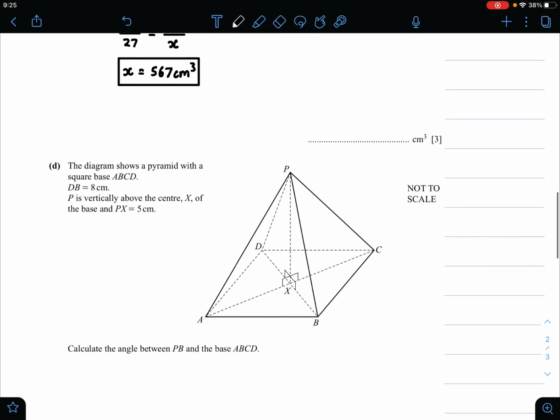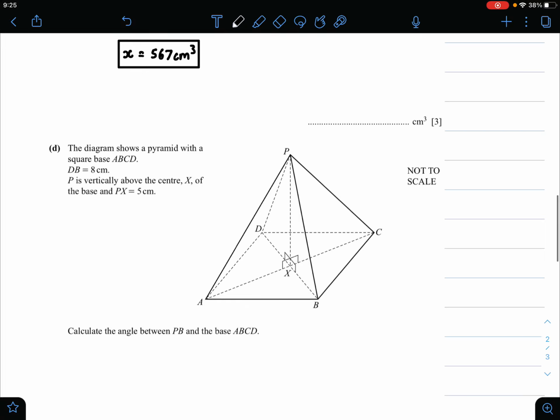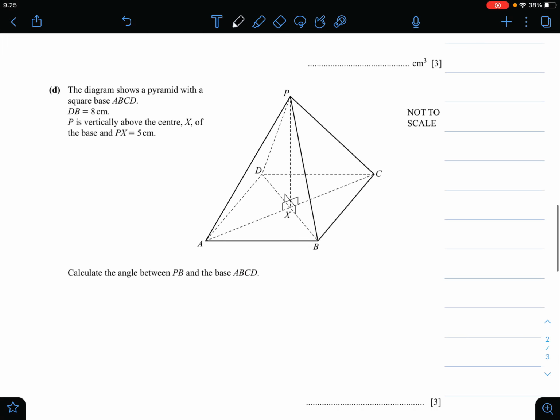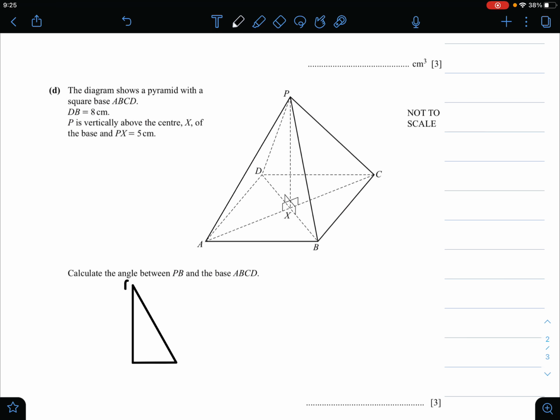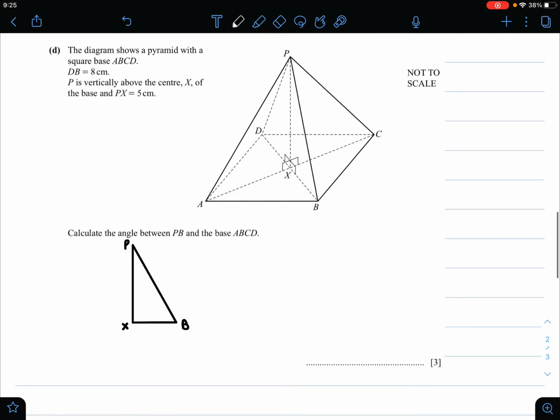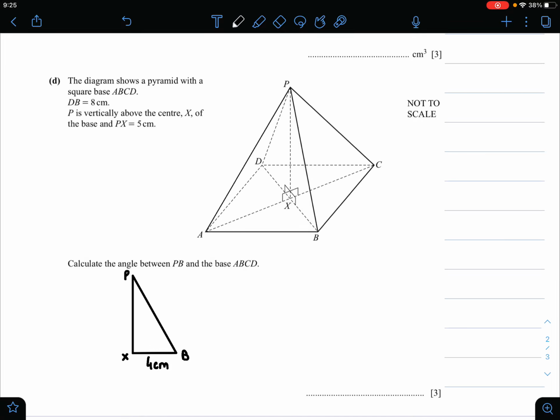Now let's move to part D of this question. For part D, they are asking us to calculate the angle between PB and the base, that is ABCD. Now there is a right angle triangle in this pyramid, so I'll draw it separately and label it so you know which triangle I'm talking about. That is PXB. Now XB would be half of the value of DB, because X is the midpoint. Therefore XB would be 4 centimeters, and they are telling us that PX, which is the height, is 5 centimeters.